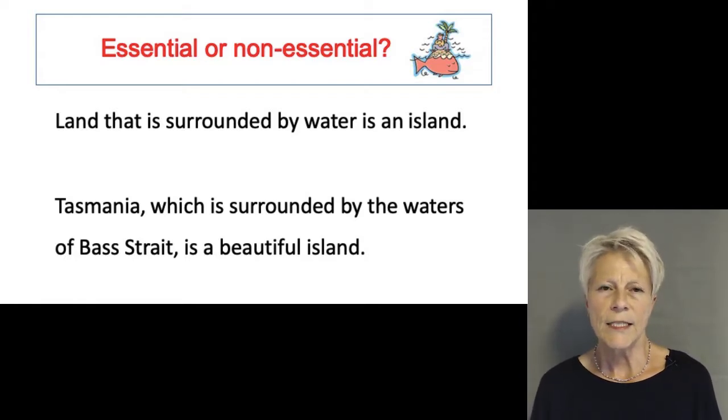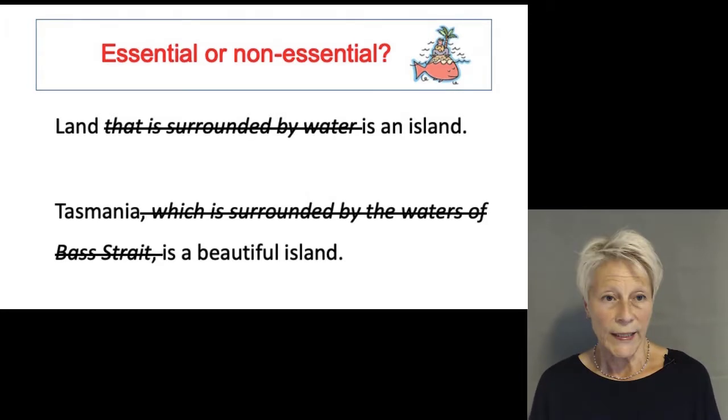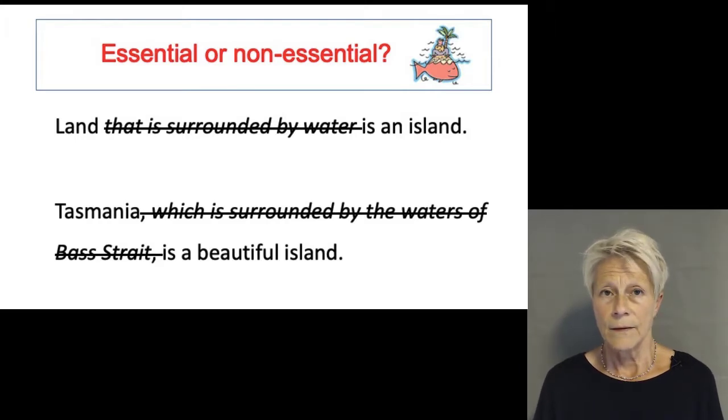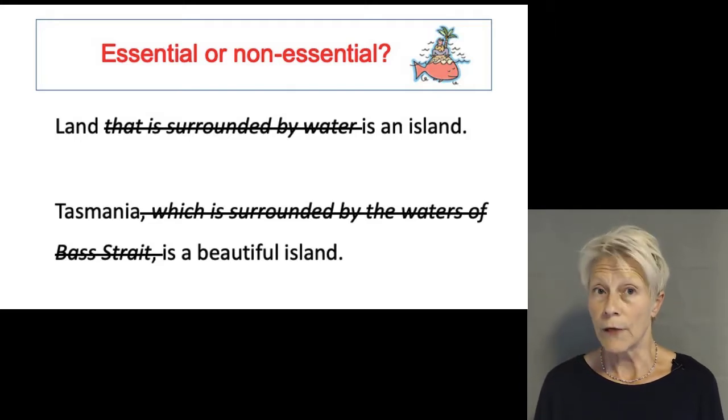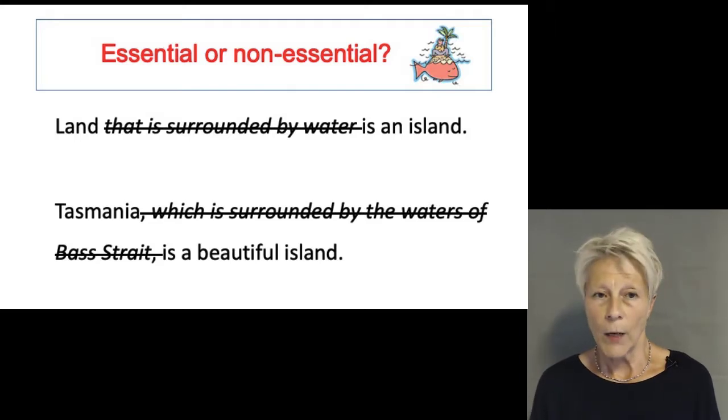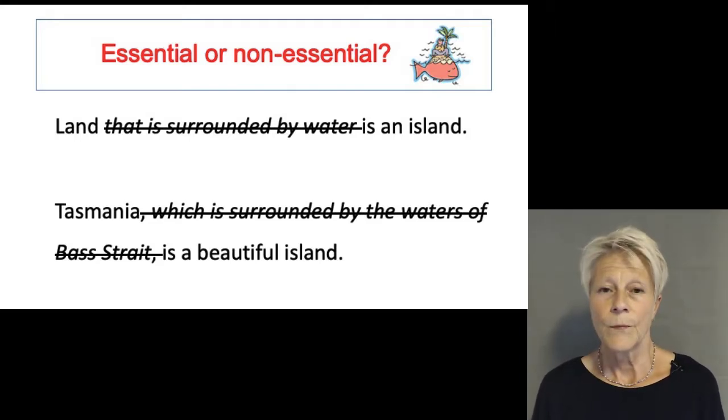Now, in the first sentence, the clause that is introduced by that is clearly essential. You cannot leave it out. Otherwise, if you do, the sentence would read, "Land is an island," which is obviously nonsense. The clause in the second sentence, though, that starts up with which, can be missed. "Tasmania is a beautiful island." Sure. The clause that is inserted here, the which clause, is just an extra, an extension. That's why it's called non-essential. We can do without.